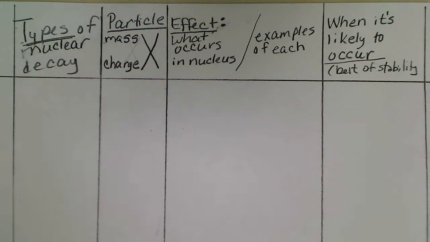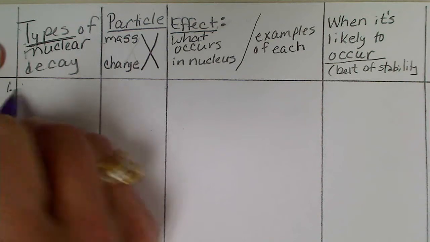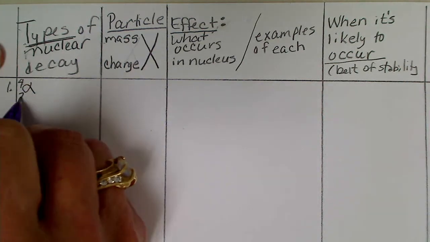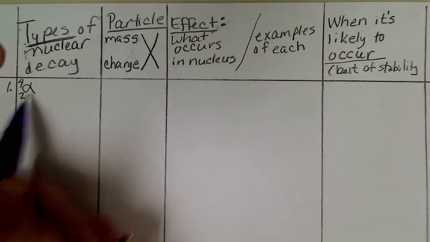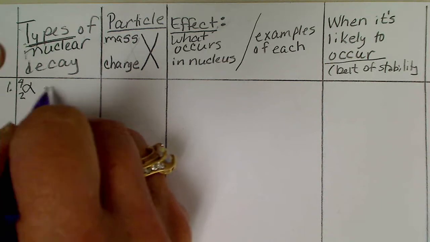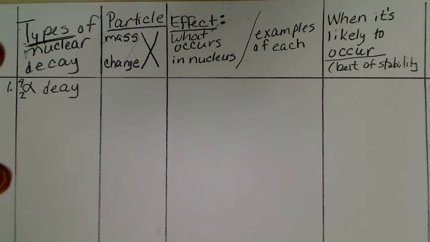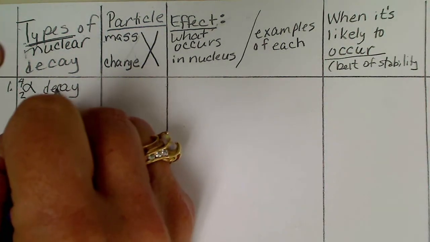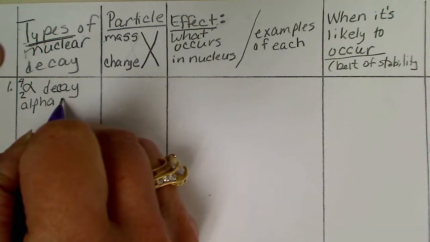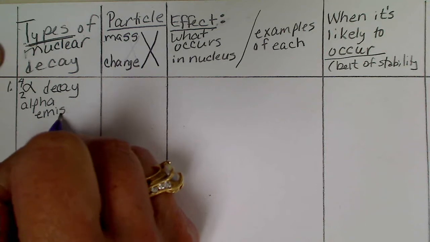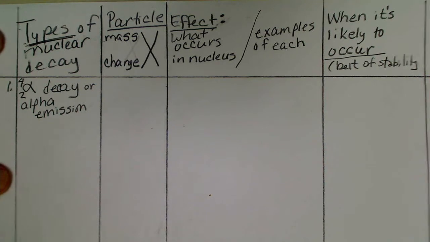So I'm going to start out with alpha decay. Remember, the alpha particle could either be written with the symbol alpha or helium nucleus, but alpha decay, we may refer to the process as that, or alpha emission. So since an alpha particle is emitted, either one of these terms would be referring to the same thing.